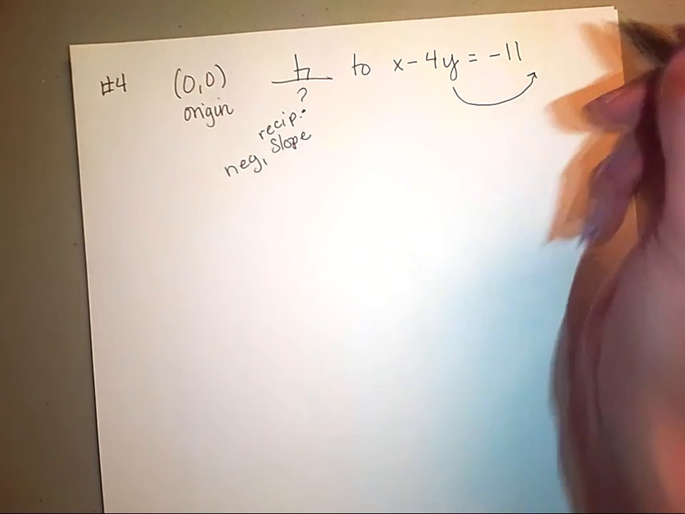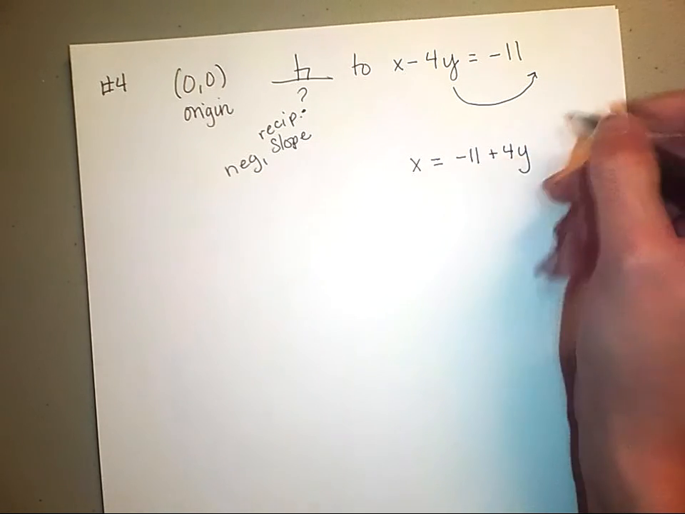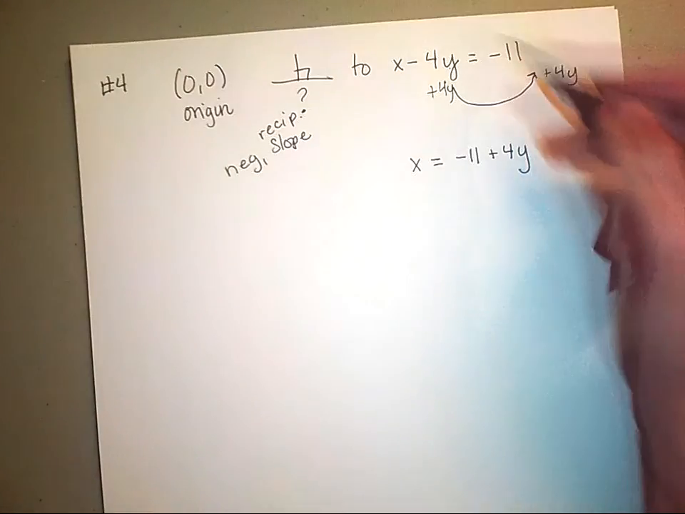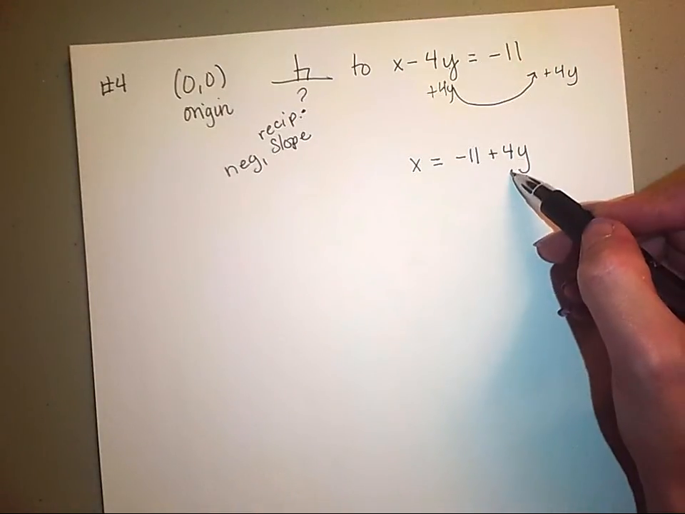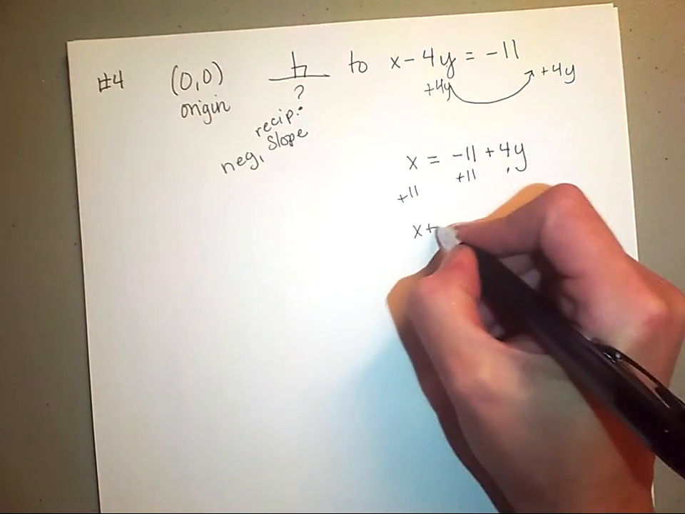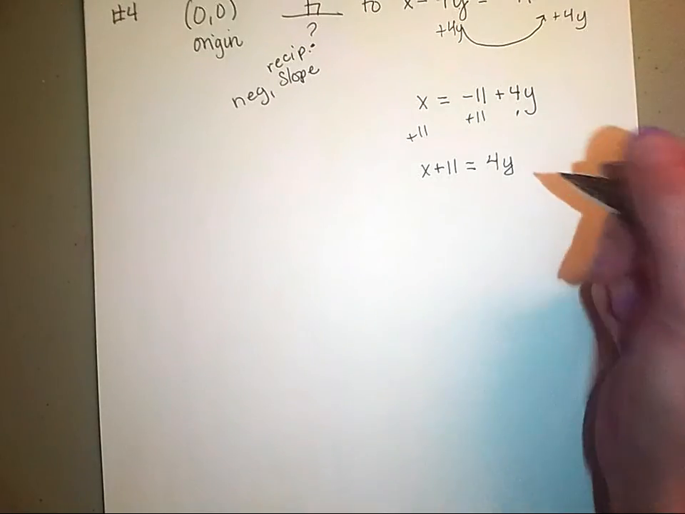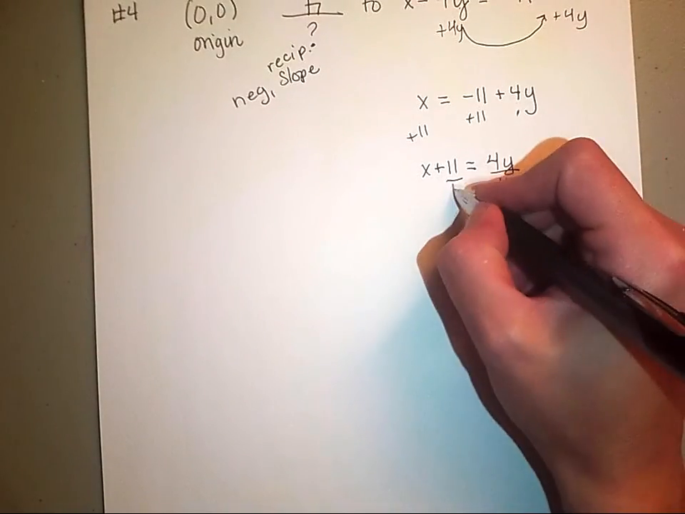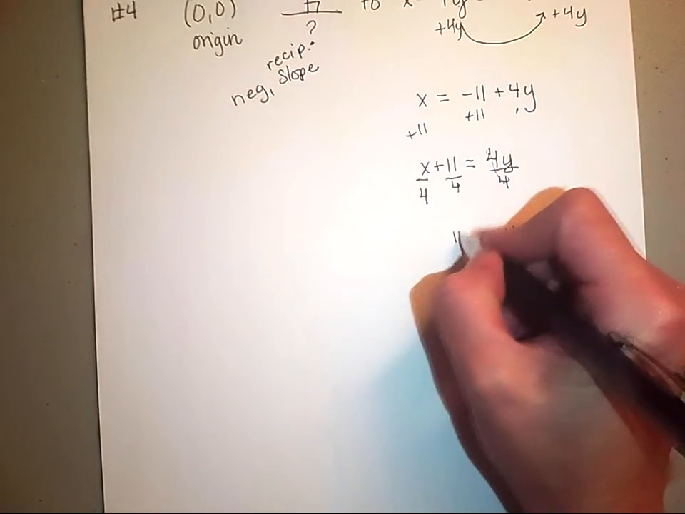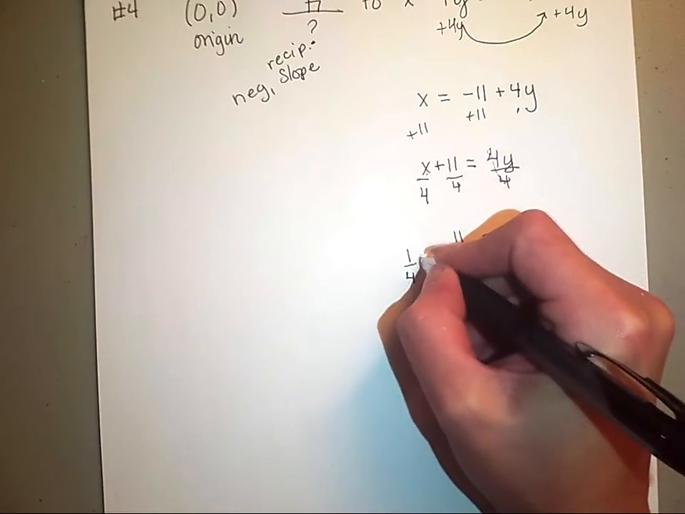Well, let's add 4y to both sides. So we get x is equal to negative 11 plus 4y. The nice thing about doing that is now I have a positive value for y, so I won't have to divide by a negative. Then we'll add 11. So x plus 11 is equal to 4y. And now we want to solve for y, so we'll divide by 4. On this side we'll get y, and then we'll have 11 fourths. And x over 4 is the same thing as 1/4 x.